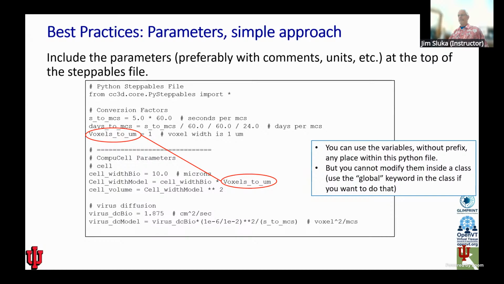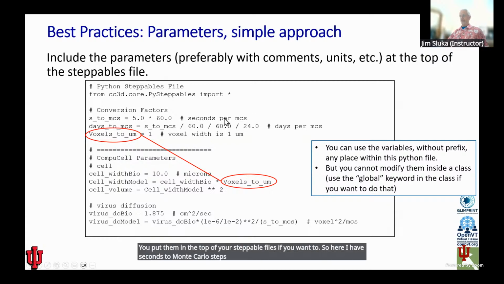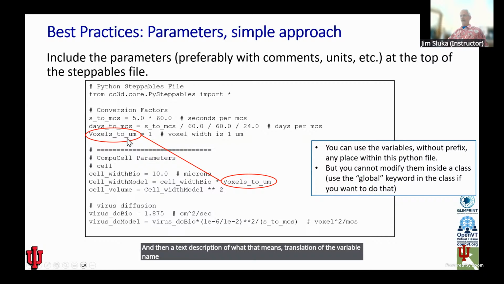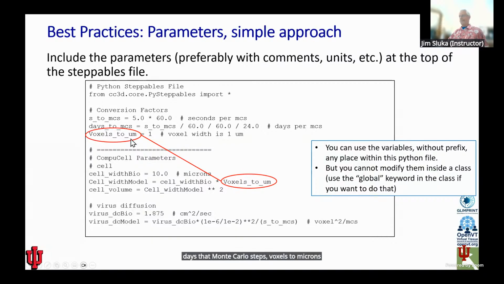So here's one approach: put all your parameters in one place. You put them at the top of your steppable files if you want to. Here I have seconds to Monte Carlo steps, and then a text description of what that means, a translation of the variable name. Days to Monte Carlo steps, voxels to microns. These parameters can be used anywhere in this Python file, the steppables file. Though if you want to change the parameters anywhere, you have to use a global keyword in the steppable.